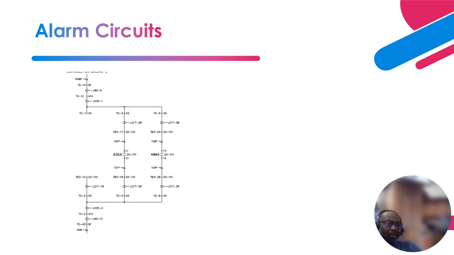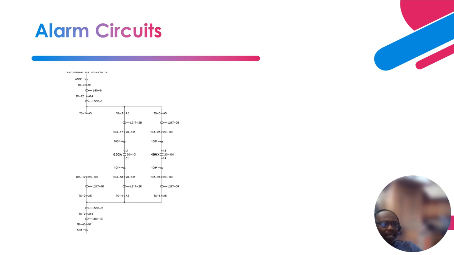Okay, so next is the alarm circuit. Very, very important. For a circuit breaker, you have an alarm circuit, because without that, how would you know if there's a problem with your circuit breaker? Remember, these circuit breakers are located in switchyards or substations, very remote, many hundreds of kilometers away. So you should have an alarm scheme that alerts you if something is wrong with your circuit breaker.